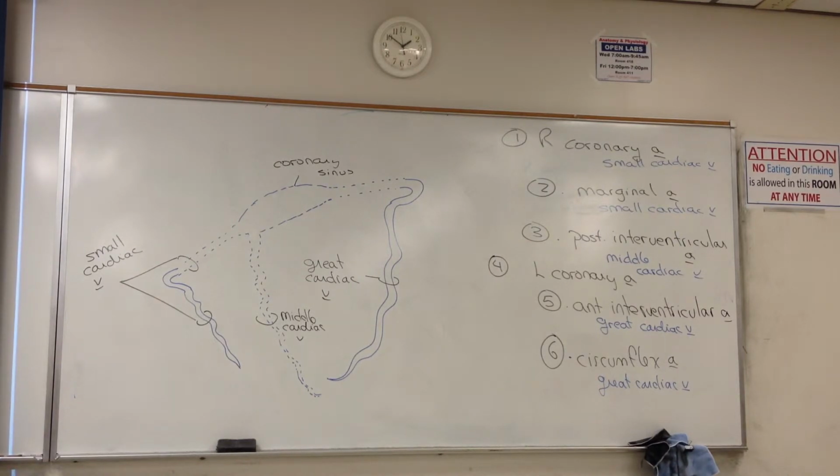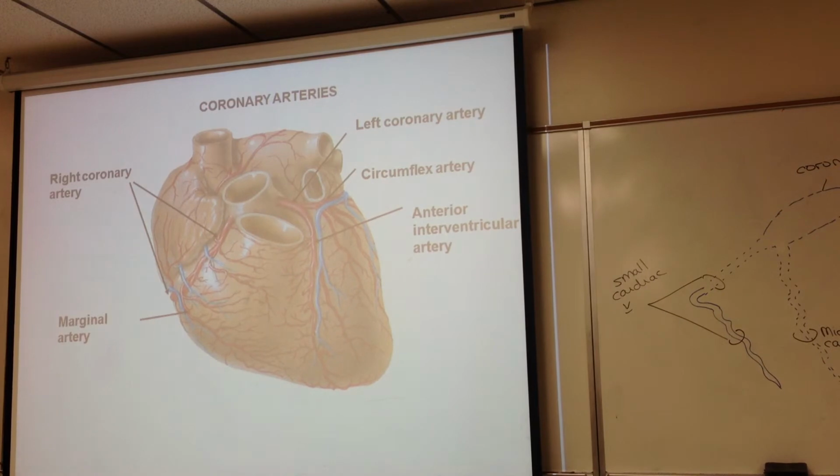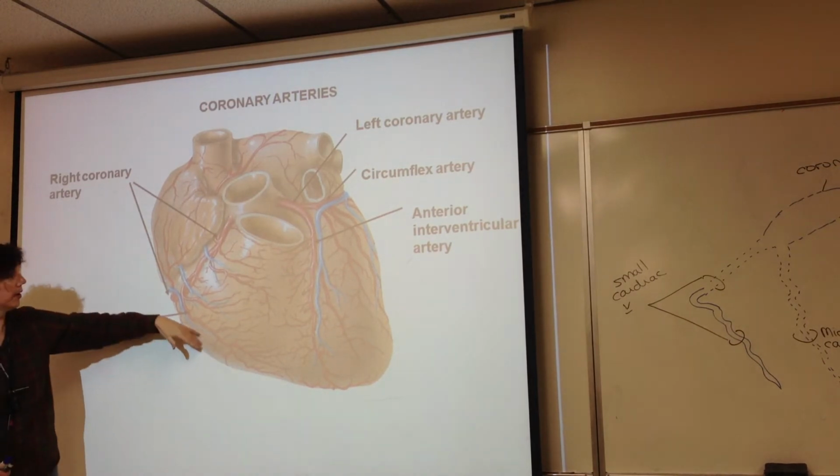So again with the image, great cardiac vein is found with the anterior ventricular artery. Of course, blood flow is going in opposite directions. Then we see it with the circumflex artery. And then it dilates to form the coronary sinus. Small cardiac vein is found along the right border with the marginal artery.